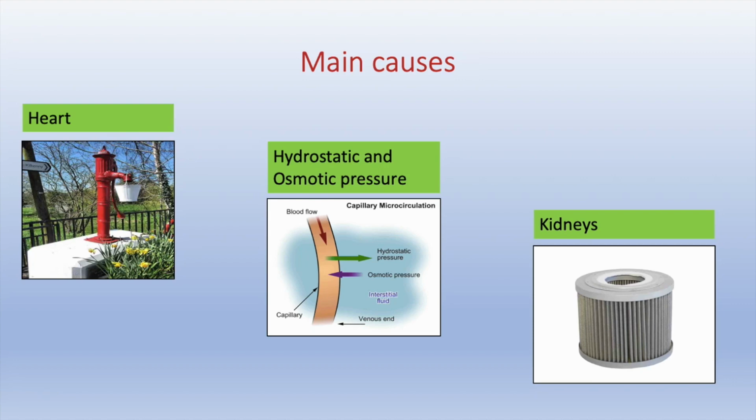So the 2 main factors that determine edema or the fluid balance in your body are the hydrostatic pressure and the osmotic pressure. The hydrostatic pressure is the pressure that is exerted by the fluid on the blood vessel walls. So when the hydrostatic pressure on the blood vessels is higher, fluid oozes into the body tissues.